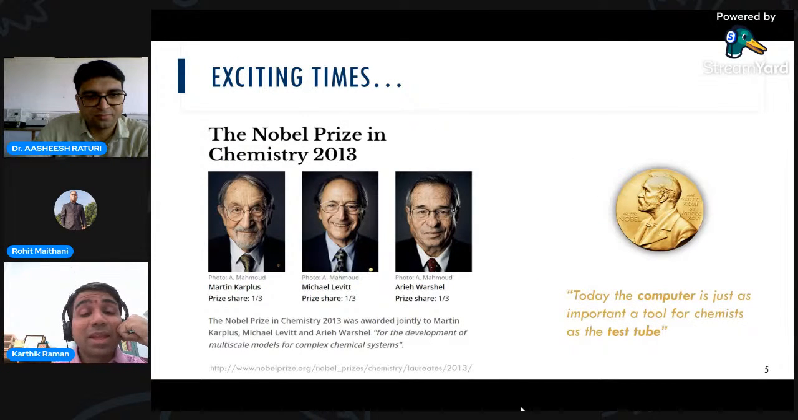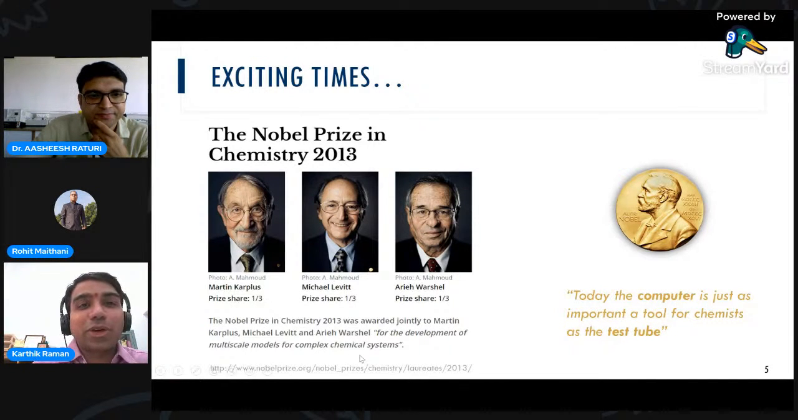But we live in exciting times, and almost a decade ago, the Nobel Prize in Chemistry was awarded for the development of models. It was not for finding a new reaction or for a new catalyst or anything like that, but for basically building computational models. And the citation included this wonderful statement saying that today the computer is just as important a tool for chemists as the test tube.